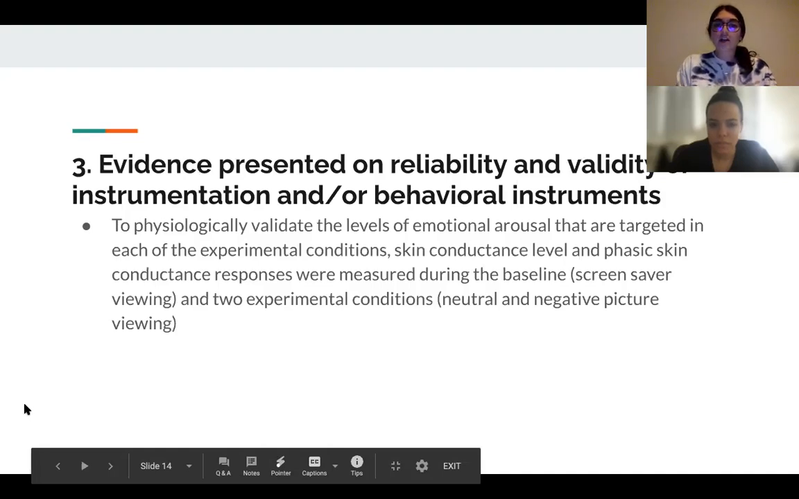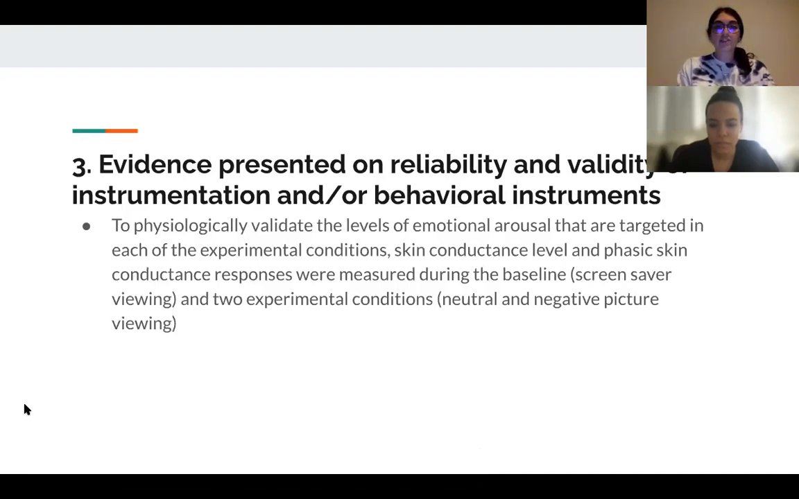And evidence presented on reliability and validity of instrumentation or behavioral instruments. To physiologically validate the levels of emotional arousal targeted in each of the experimental conditions, skin conductance level and phasic skin conductance level responses were measured during the baseline. The baseline was a screensaver picture of a fish tank, and there was not much going on in that picture, and in the two experimental conditions, which were the neutral and negative picture viewing.